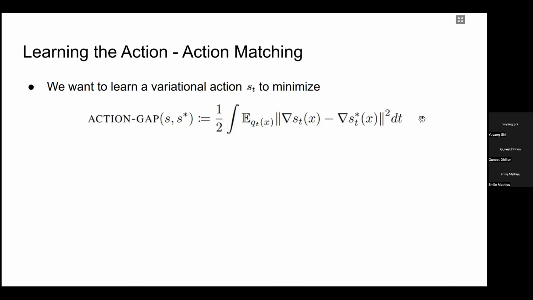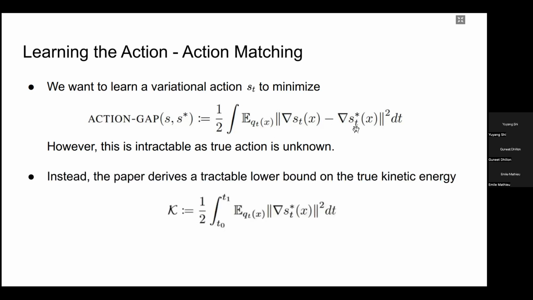So now, how to learn the action. The authors propose something called action matching, which basically, the high-level idea is that, like score matching, we want to learn an action, st. So st will be the variational action to minimize this action gap that's integrated in time and also weighted according to qt. We want this variational action to be such that the gradient is close to the true gradient field. However, this is definitely not tractable because the true action is not known. So we want to learn st to approximate it.